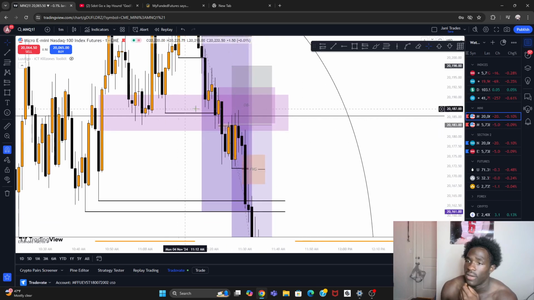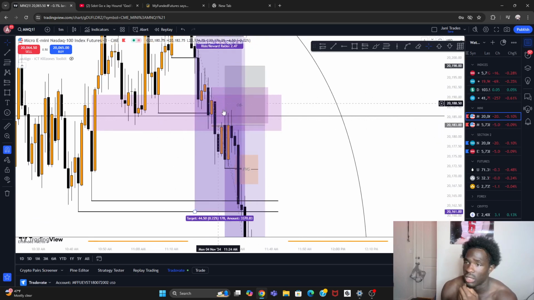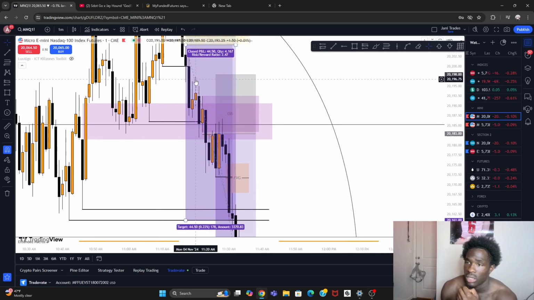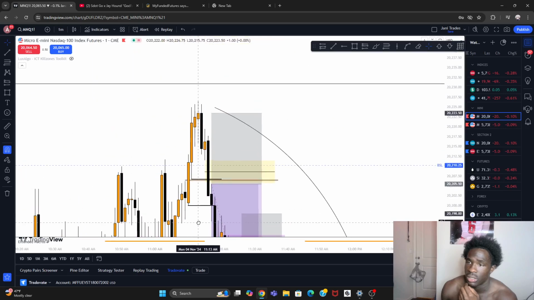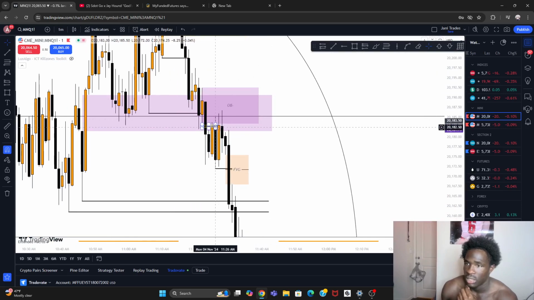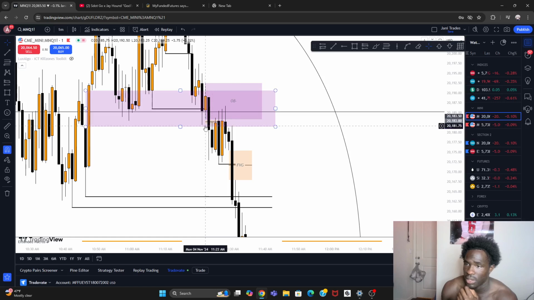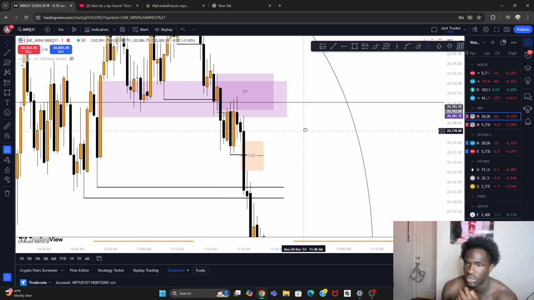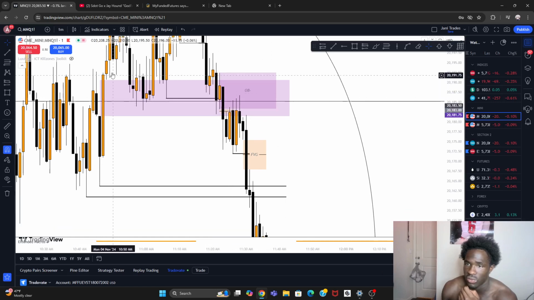And then we had more breaker structure. We had an order block here and roughly here and here. So yeah. And then we had a fair value gap here with a breaker structure towards the downside with this huge fair value gap.